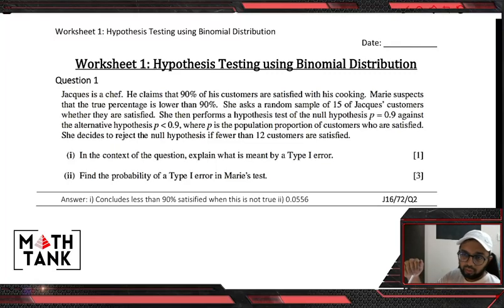Okay, welcome to the first S2 marathon. The topic for today is hypothesis testing using the binomial distribution, or hypothesis testing of the population proportion.